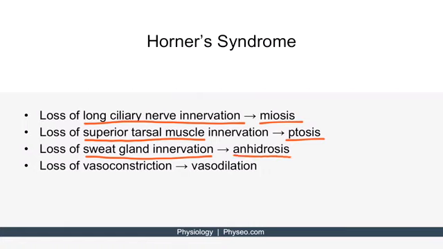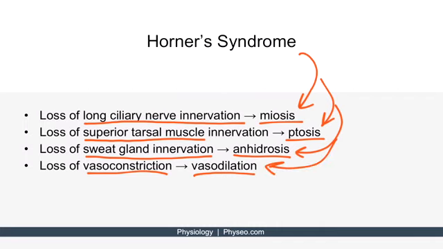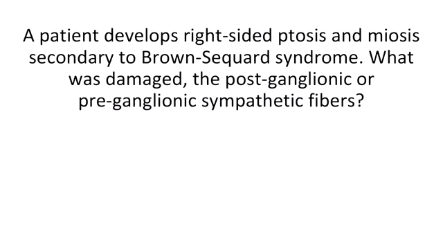And if you lose vasoconstriction of the face, then you're going to get vasodilation, and the patient's going to be flushed. So some people like to remember Horner syndrome by just saying meiosis, ptosis, and anhidrosis. You can also think of vasodilation because of the flushing. So let's do a question.